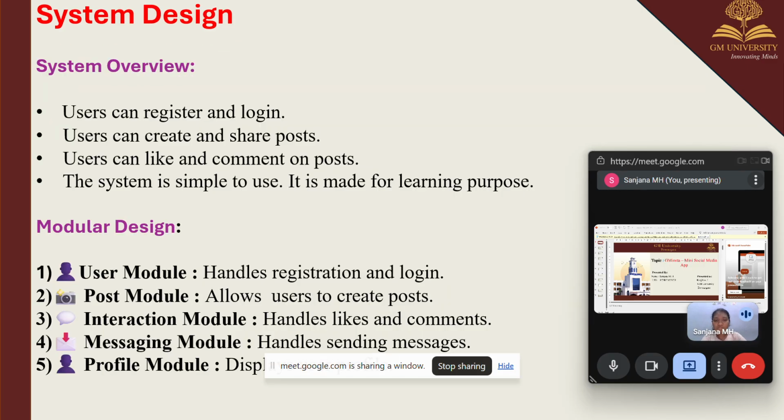Next slide is the system design. In the system design, the user can register and login, which is the entry point of the system. Registering and logging in is the first phase of this system. Next, the user can create and share posts. Creating and sharing posts is the main feature of this mini social media app.